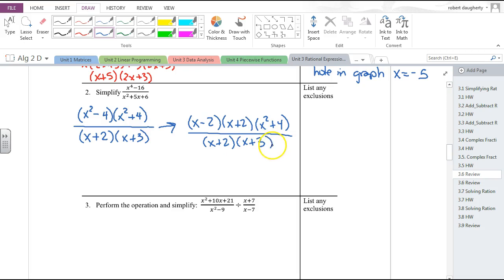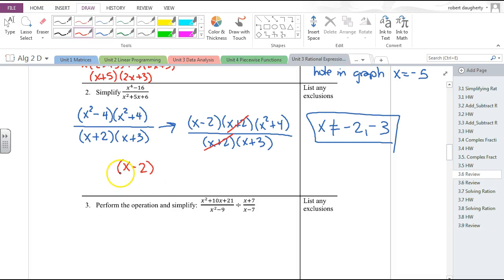Before I do any simplification, what are my exclusions? x cannot be negative 2 or negative 3. Now to simplify, I see that x plus 2 divided by x plus 2 is 1. So this final answer is x minus 2 times x squared plus 4 divided by x plus 3.